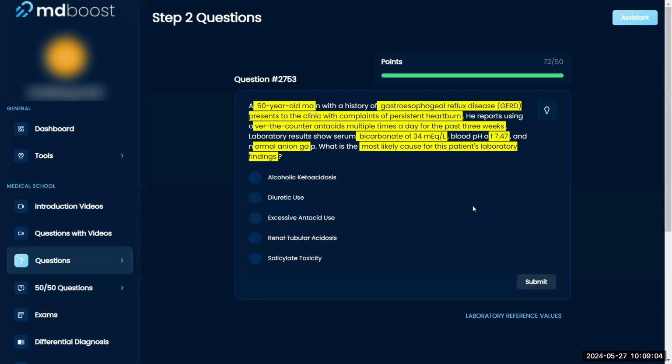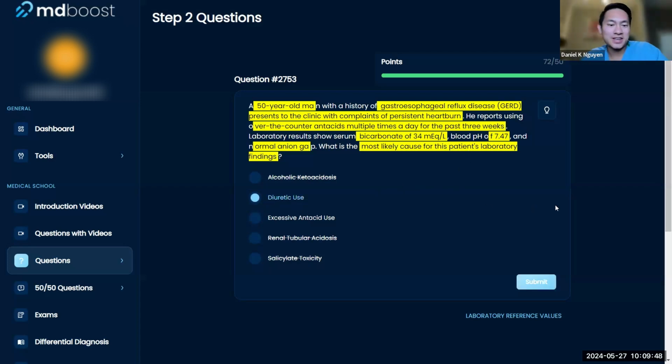So I know diuretics can cause metabolic alkalosis, I'm pretty sure, because of volume depletion and then activation of the renin-angiotensin-aldosterone system. And then I don't know if excessive antacid use causes alkalosis. I mean, you're blocking excretion of an acid. I don't know, even the question points to excessive antacid use. I can't think of a mechanism for how that causes an alkalosis, so I'll go with the diuretic.